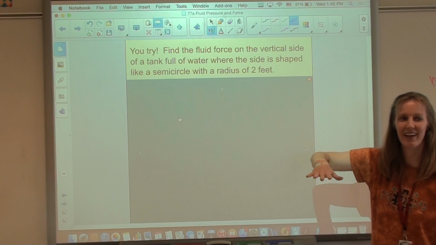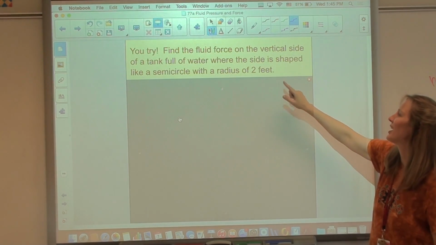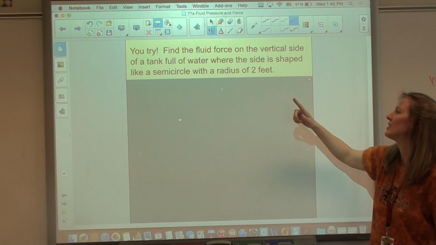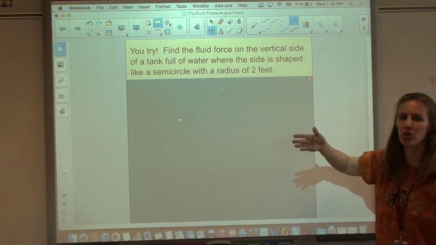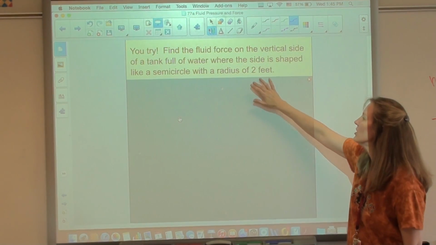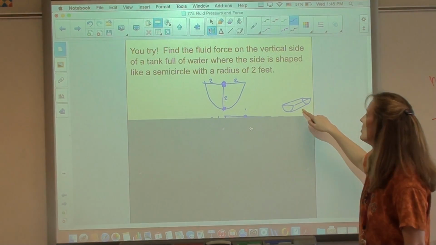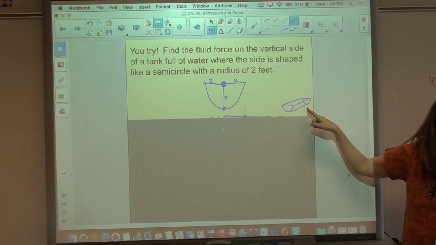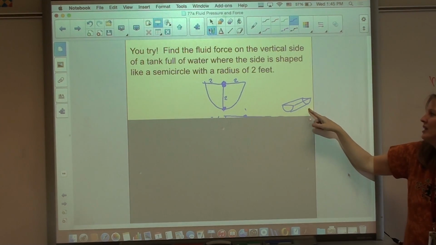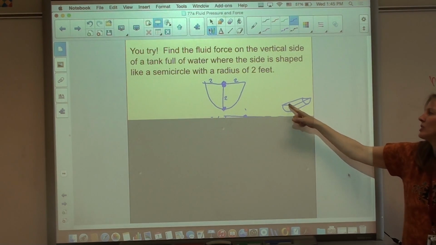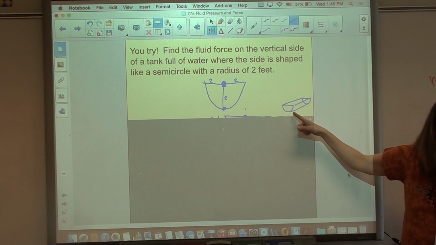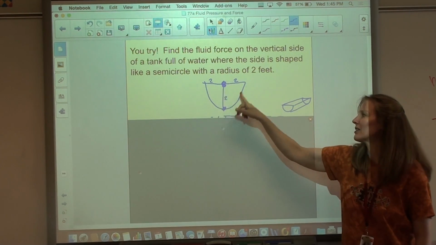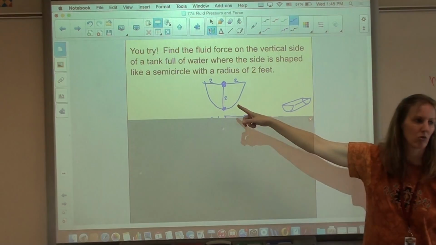Okay. Find the fluid force on the vertical side of a tank full of water where the side is shaped like a semicircle with a radius of 2 feet. So for this problem, you have a tank that looks like that. See my lovely drawing, right? It's a log. So we're finding the fluid force on just one of the ends, one of the semicircles. It has a radius of 2 feet. That's, believe it or not, a semicircle.